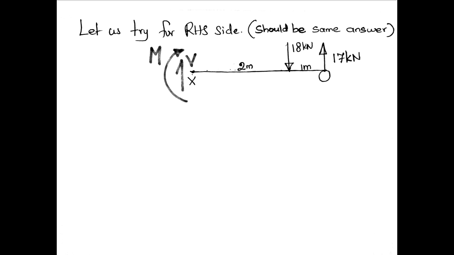Let us try the RHS side. It should be the same answer. Actually there is no need, but for understanding purposes only. This is the RHS portion. This is the RHS positive sign convention. Consider the upward force equal to 0. V upward minus 18 plus 17 is equal to 0. Therefore shear force is equal to 1 kilonewton at X.